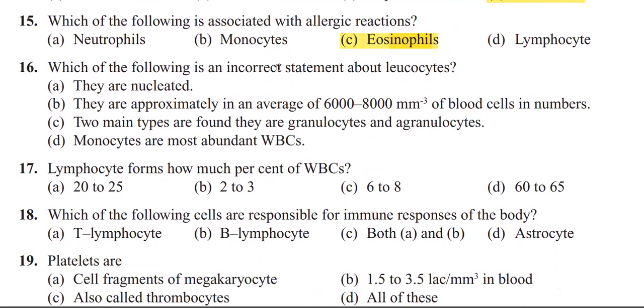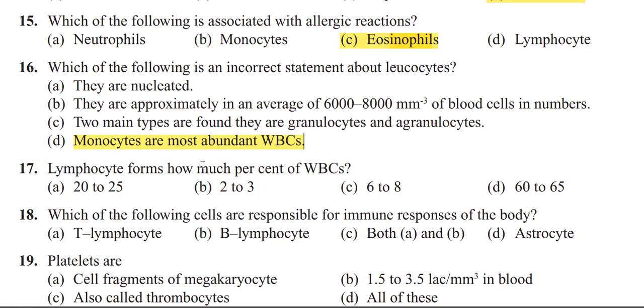Which of the following is an incorrect statement about leukocytes? They are nucleated. Yes, they are nucleated. There are approximately 6,000 to 8,000 per cubic mm of blood. Two main types are found, granulocytes and agranulocytes. Correct. Monocytes are the most abundant WBC? Not monocytes. Neutrophils are the most abundant WBCs.